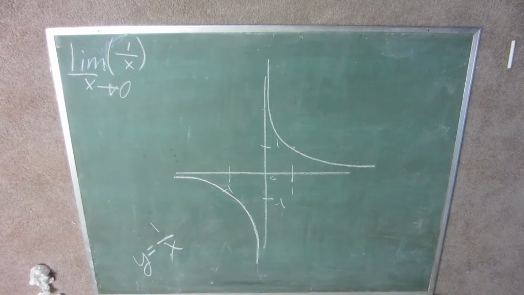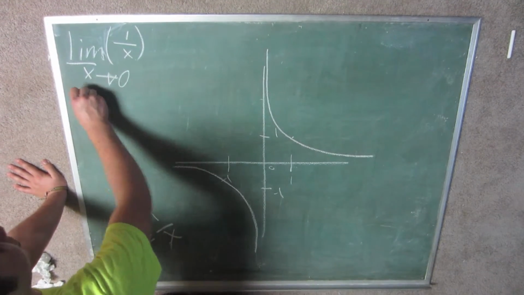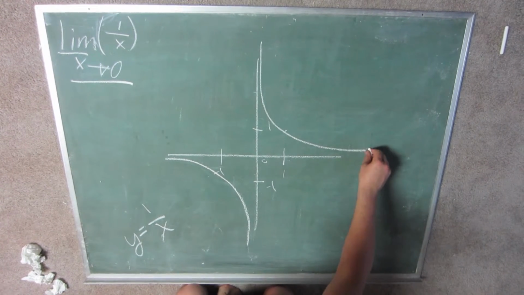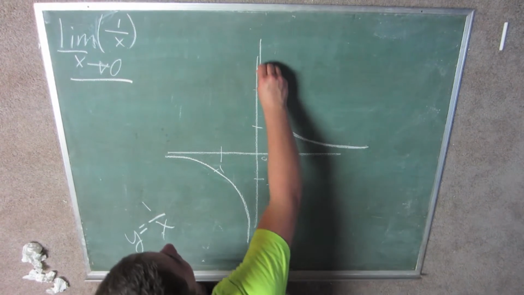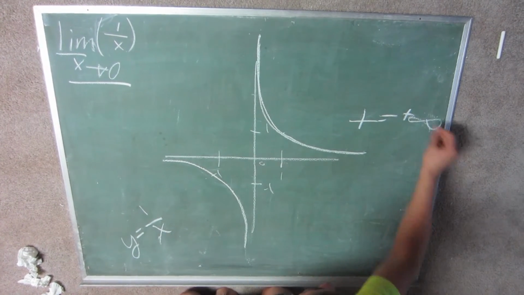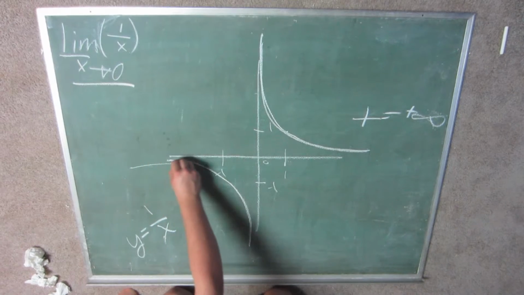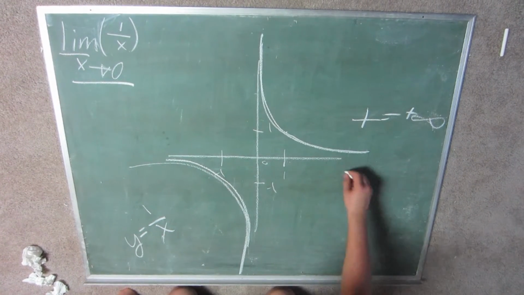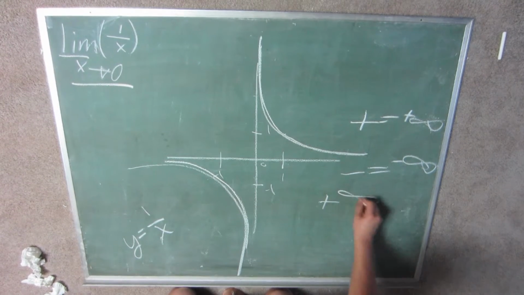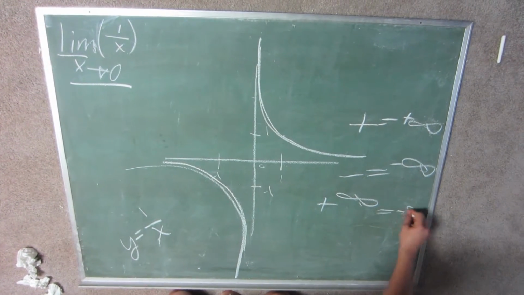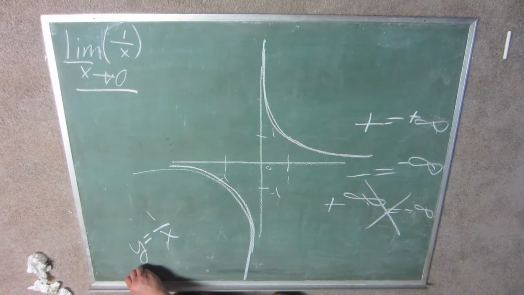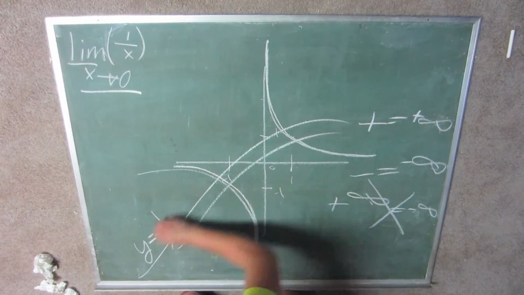This time, class, we're going to be doing the limit of 1 over x as x approaches 0. We have to check from the right and from the left. First from the right, it goes to positive infinity. All right, let's check from the left. Oh, it goes to negative infinity. Positive infinity equals negative infinity? I don't think so. That means y equals 1 over x has no limit.